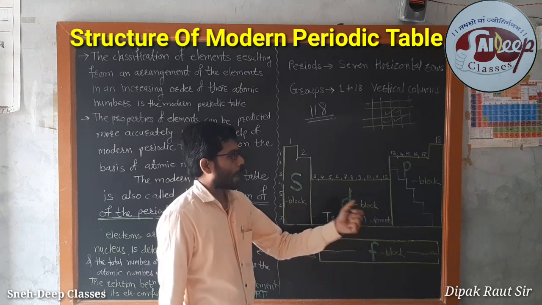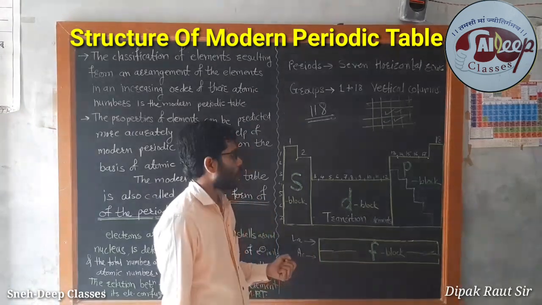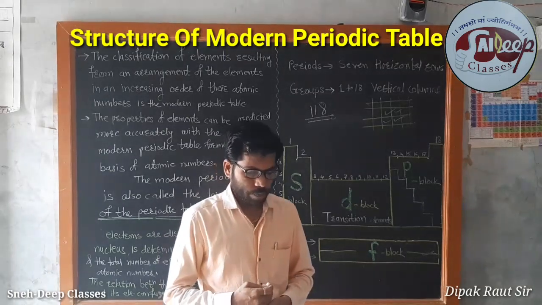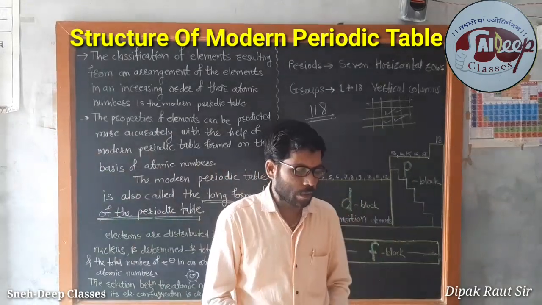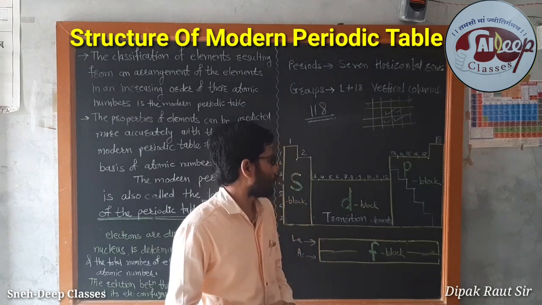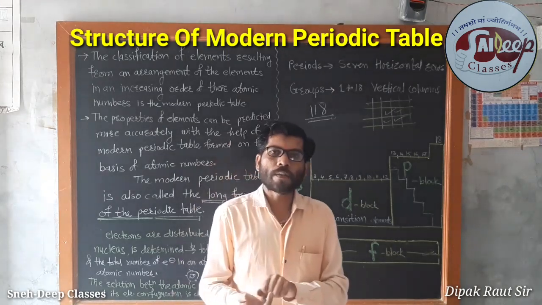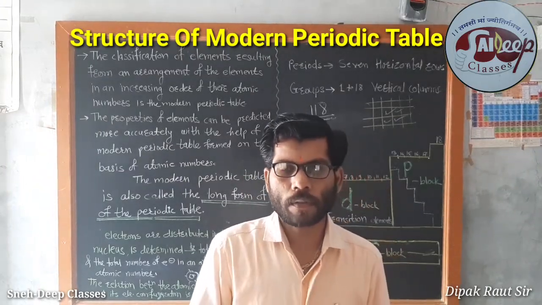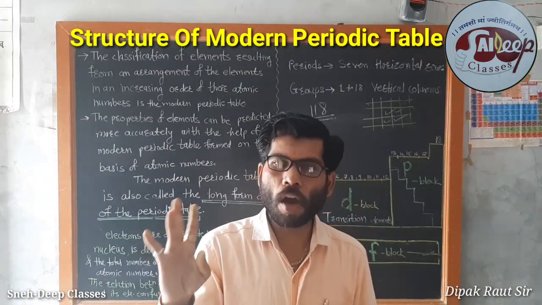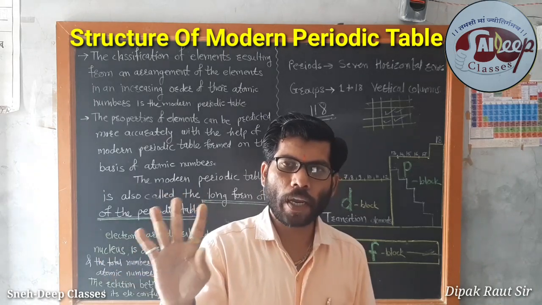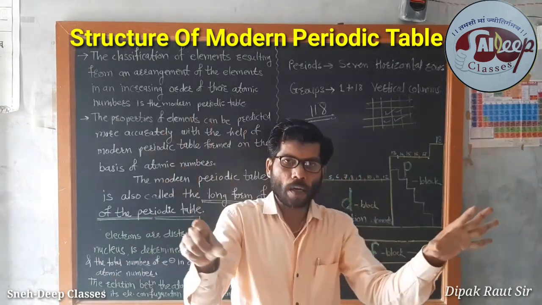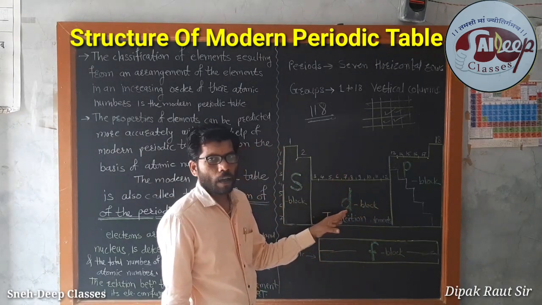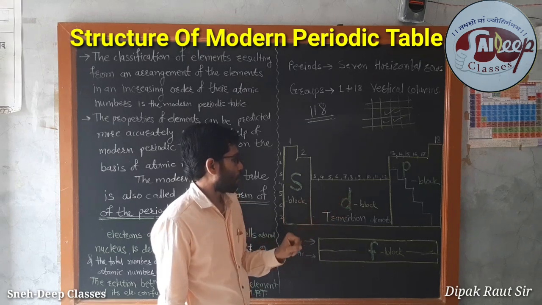This is the outline diagram of the modern periodic table. When we see the structure of the modern periodic table, the entire table is divided into 4 blocks: S block, P block, D block, and F block. And this total block put in the periodic table and the structure is formed.